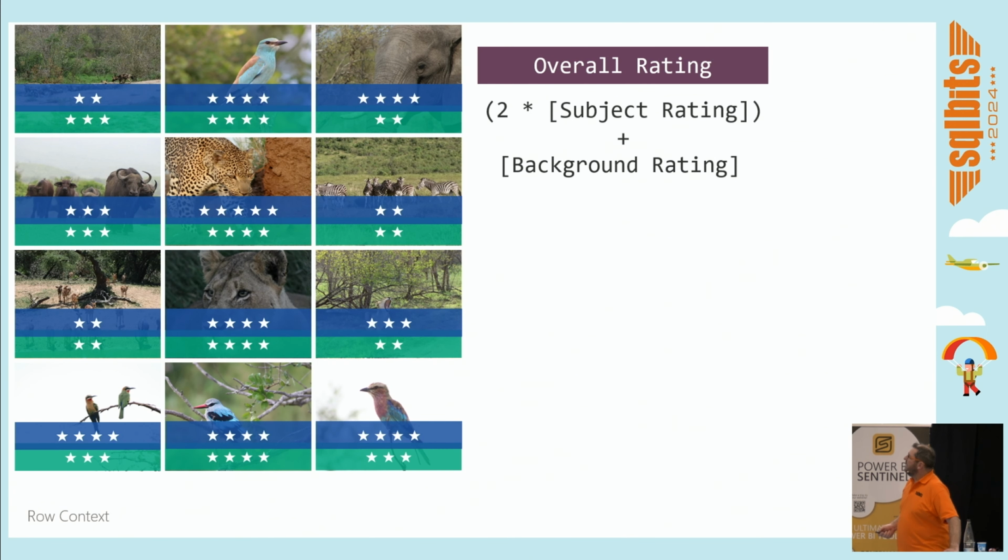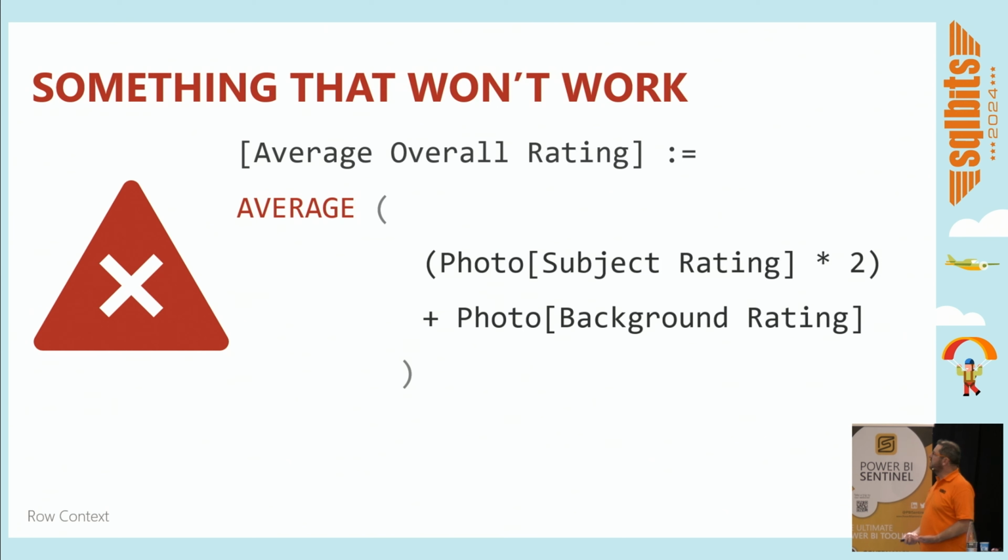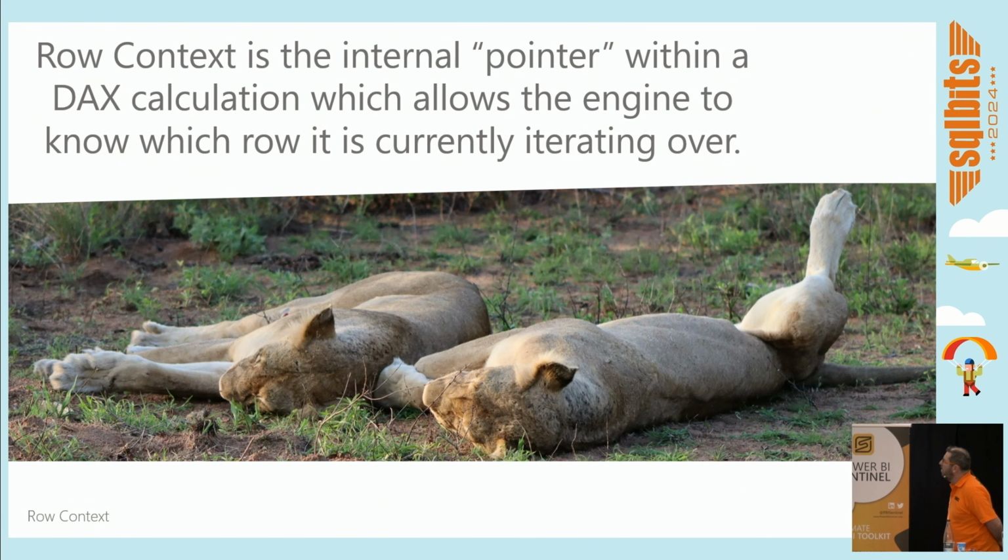Okay? Based on what we know when we start DAX, the first thing we might try is something like that. And unfortunately, as you can see on the slide, this won't work. The reason for that is that the average function expects a column, and we are not passing in a column, we're passing in an expression. Now, we have to understand the row context in which our operator happens.